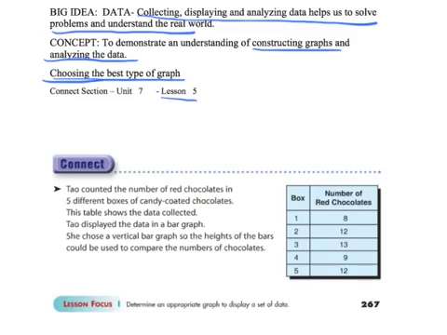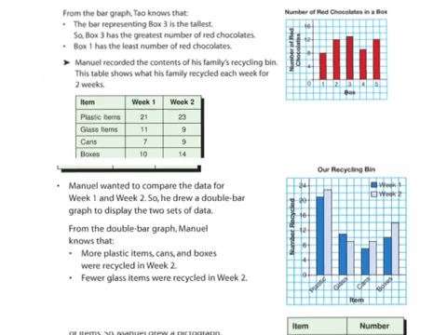All right, so here we have Tao, who counted the number of red chocolates in 5 different boxes of candy. This is the data that he collected. He displayed his data in a bar graph. He chose a vertical bar graph. So he has the number of red chocolates, he has the number of boxes, and so on. And here is his bar graph. Number of red chocolates. You have the box number here, the number of chocolates here. He's numbered by 2s on this side. He's numbered by 1s on the bottom.